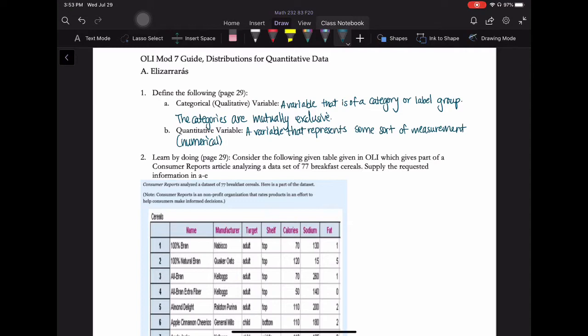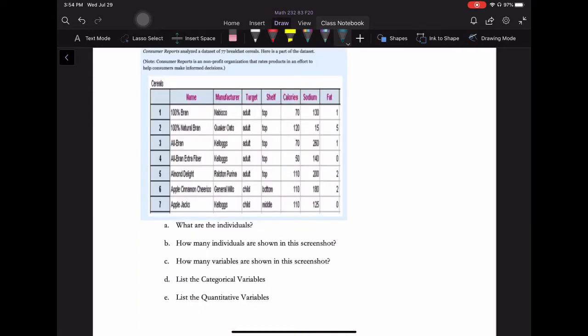In our first Learn by Doing for this section on page 29, we're talking about cereals. There's 77 breakfast cereals that we have listed in StatCrunch. And from this snapshot, we're going to answer a few questions first. So what are the individuals? The individuals are the different types of cereals.